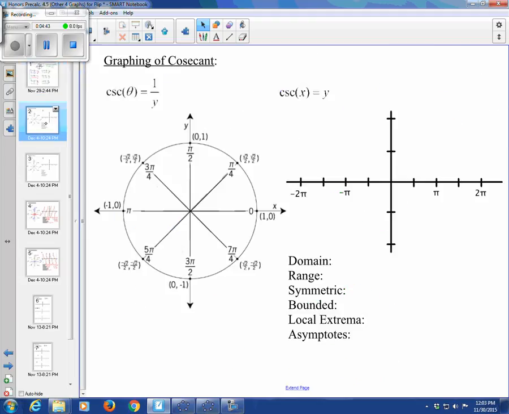So we're going to start seeing vertical asymptotes for thetas that have x values of 0 or y values of 0. So right here, what we're going to do first is take a look at the graph of cosecant, and what we're going to do at the very beginning is sort of say, where are we getting those vertical asymptotes?